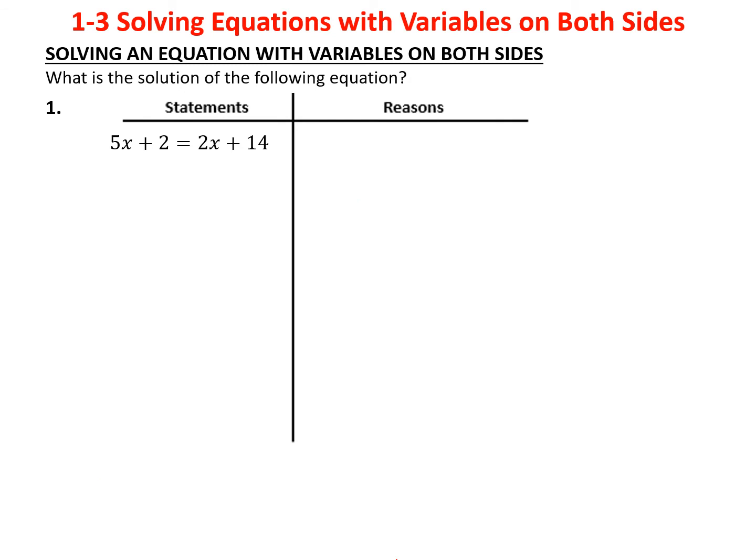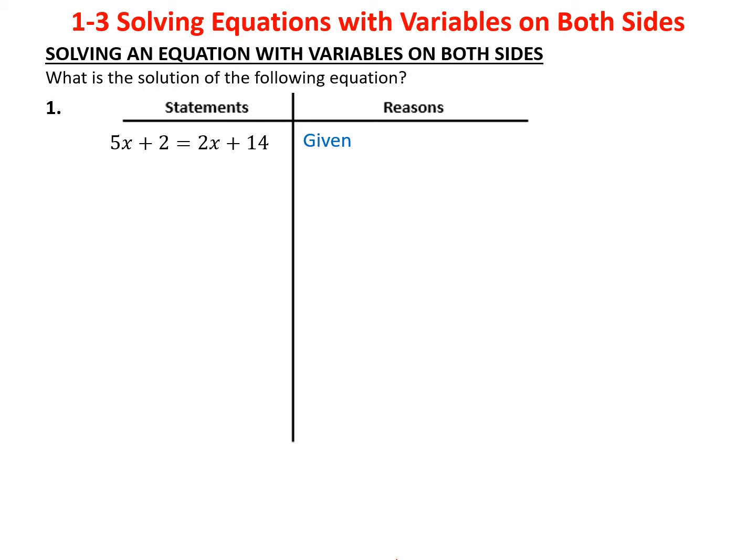So let's look at the first problem on your worksheet. Notice again, I have a 5x and a 2x. The 5x is on the left side. The 2x is on the right side. This is our given equation. As I said, it's easier if we make sure that we take the smaller one.